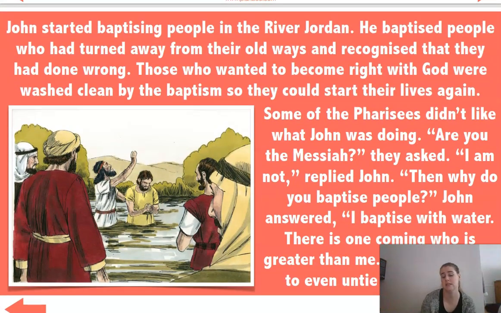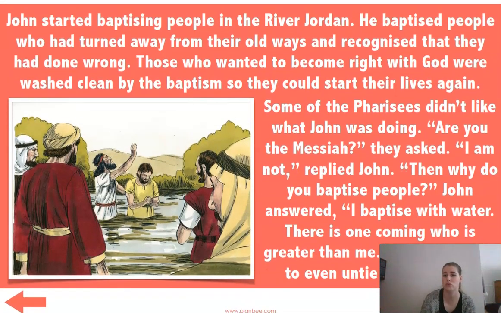So John realised this and started baptising people in the River Jordan. Now he baptised people who had turned away from their old ways and recognised they'd done wrong. So the idea of the baptism is they wanted to be right in God's eyes, so they would then be washed clean by the baptism so they could start their lives again.